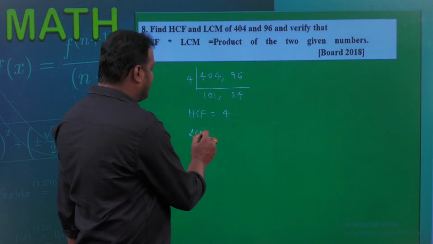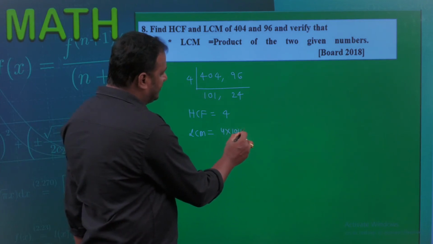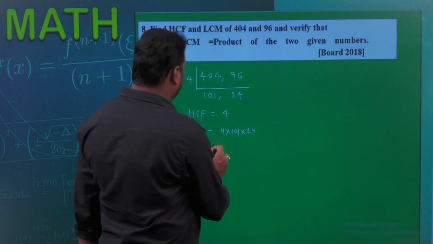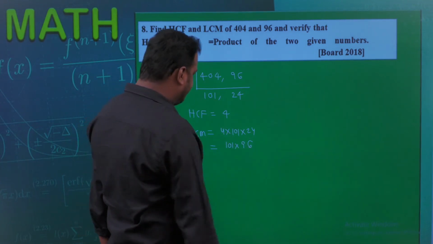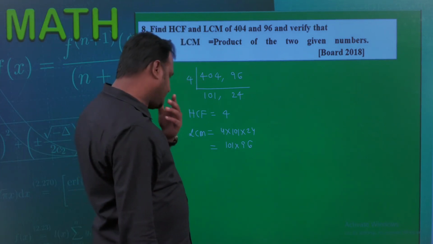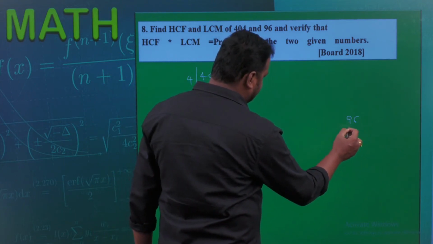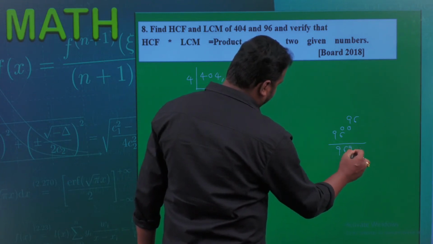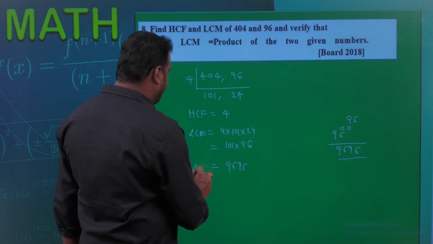And what is the LCM? LCM is going to be HCF into the other two numbers, that is 4 into 101 into 24. So 101 into 24 into 4, okay, if you multiply them, multiplication with 1 is easier. 96 ones are 96, 0, 0 and 1, so this is 9696. 9696 is the LCM.